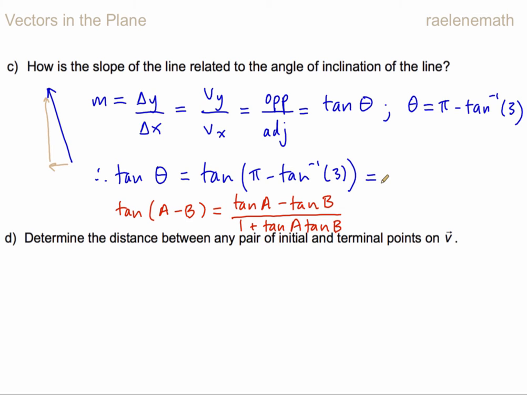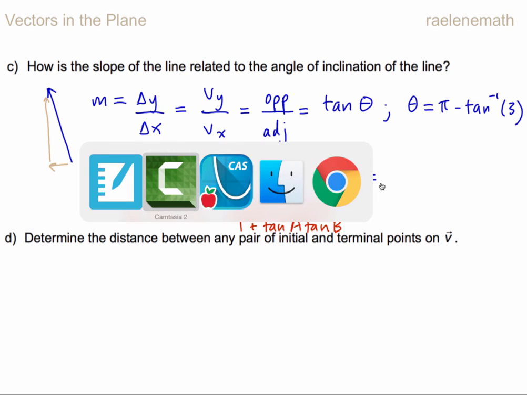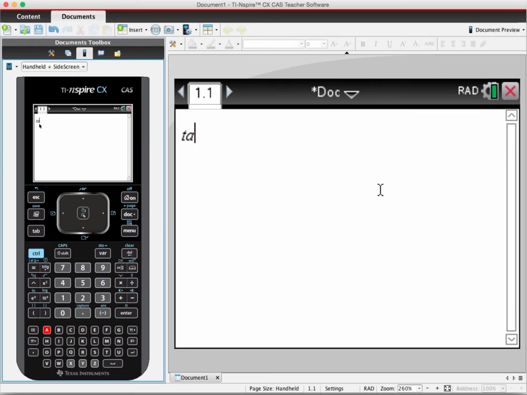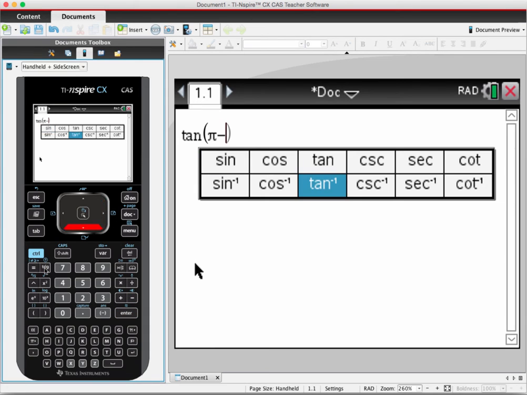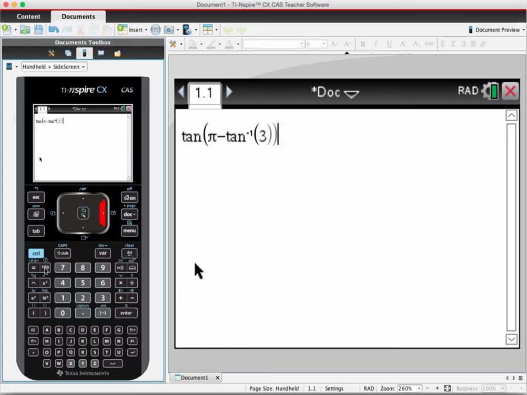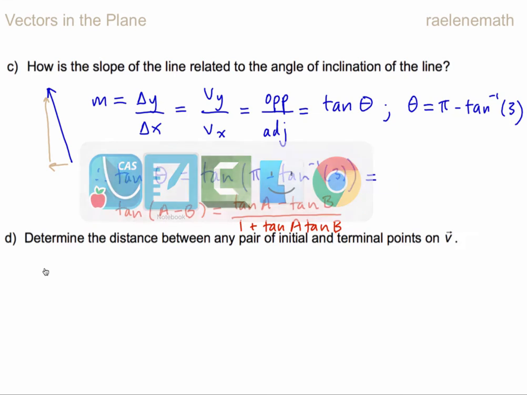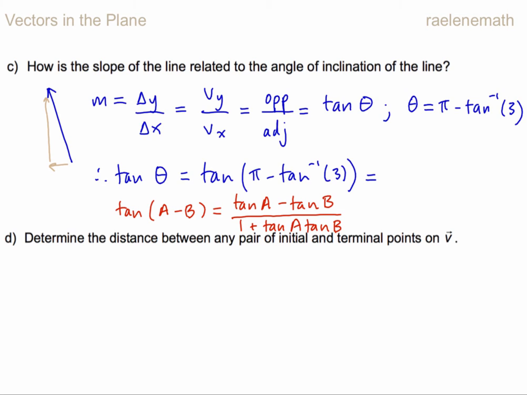And we can check this on a computer. Here I'm using TI Inspire, and we can work out the tangent of pi minus tan inverse of 3. And the slope is going to be the value -3. And that actually is our slope value that we had when we had a rise of 6 and a run of -2. So the slope of the line, m, is equal to the tangent of the angle of inclination, theta. That's the relationship we're looking for.